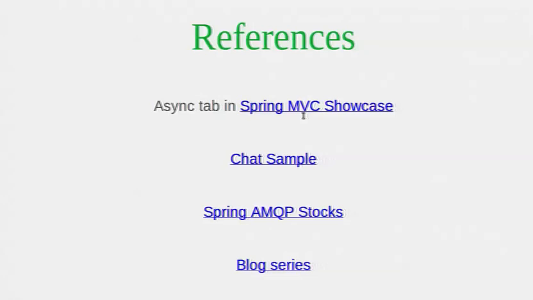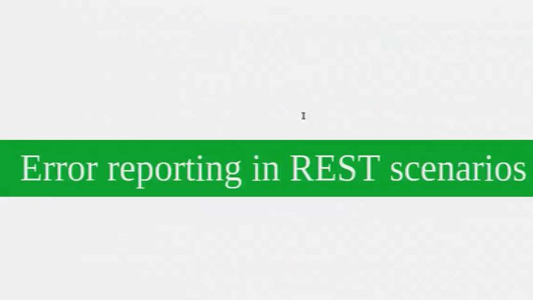Then we have the Spring AMQP trading stock sample, which previously used polling. So I created a branch there, which is using the Spring MVC changes, and that's doing long polling to much better effect. And there's a blog series as well that you can read.